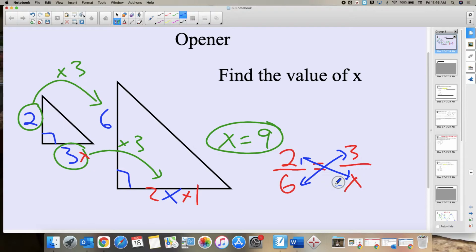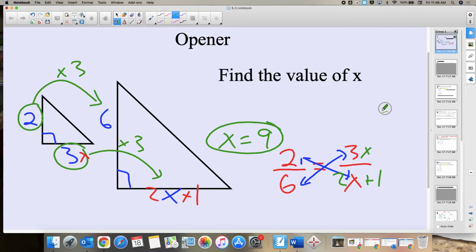But make sure you know how to create that proportion and solve it in case we do make this a little more complicated and make this a 3x and this becomes a 2x plus 1. Then we really do need to make sure that we can create that proportion and cross multiply to solve.